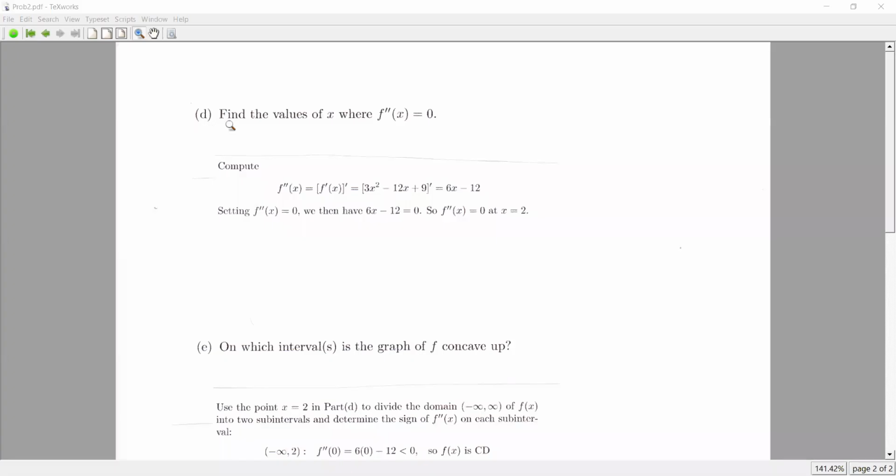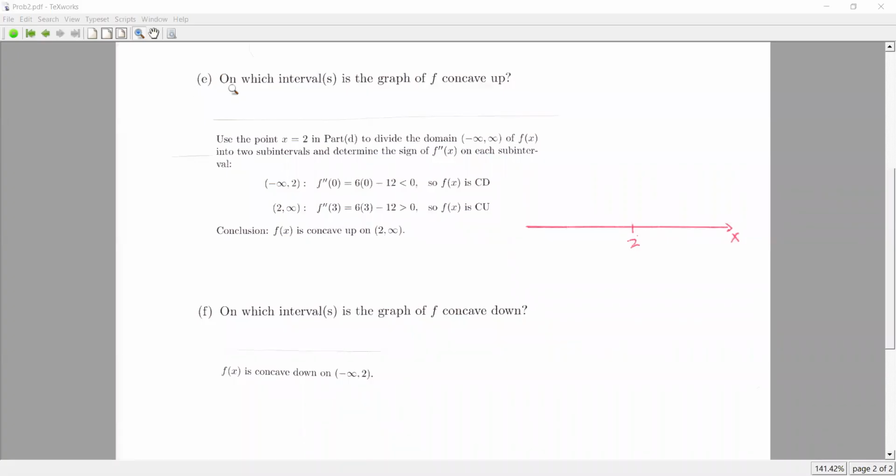Part D, find the values of x where the second derivative is 0. To answer the question, I compute the second derivative of the function f. Then I get 6x minus 12. Then it is easy to see that the second derivative is 0 at x equals 2.